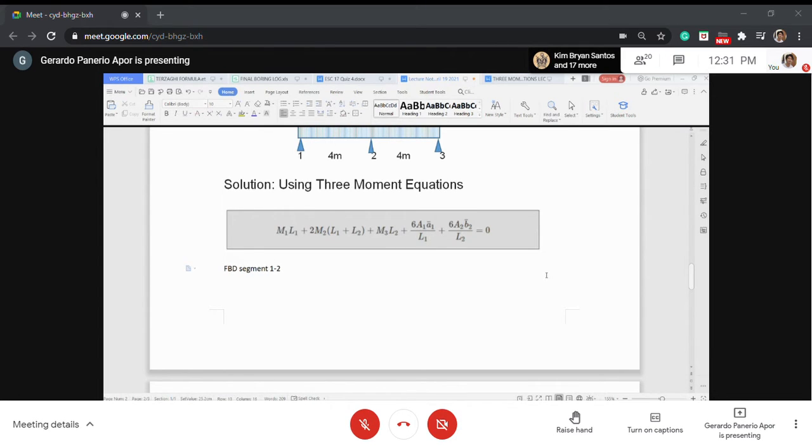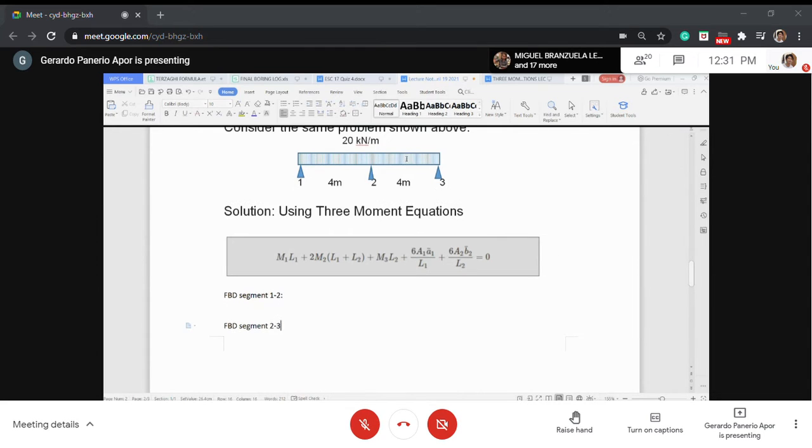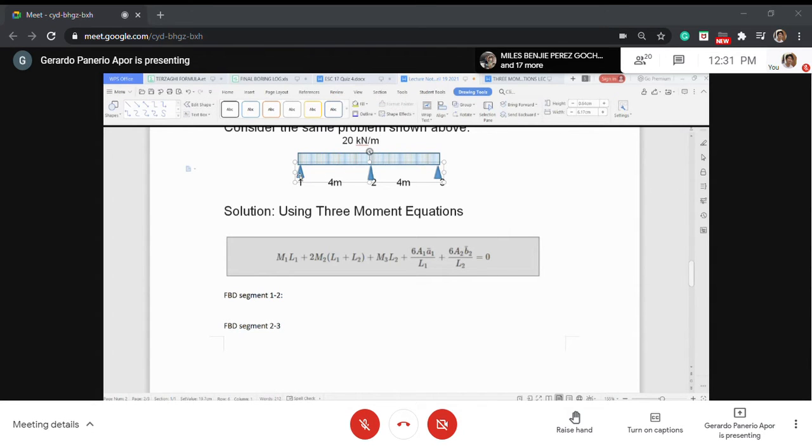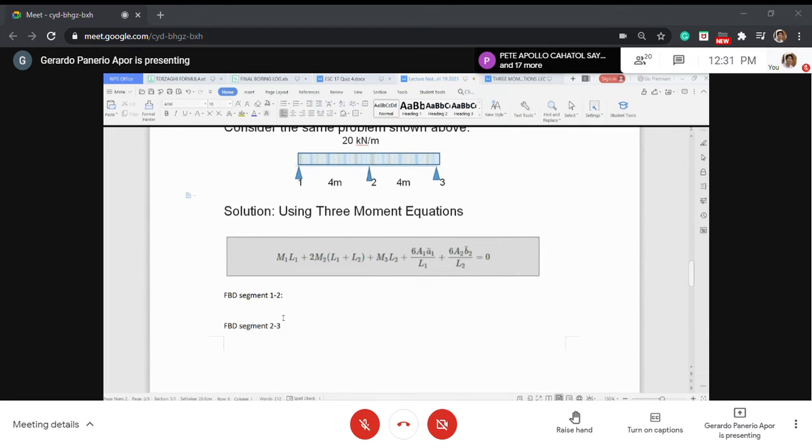1, 2. The next, we are going to make a free body diagram of segment 2, 3. There are only two segments that can be made from this diagram. Okay, there are only two segments. Ayun, this B. 16.